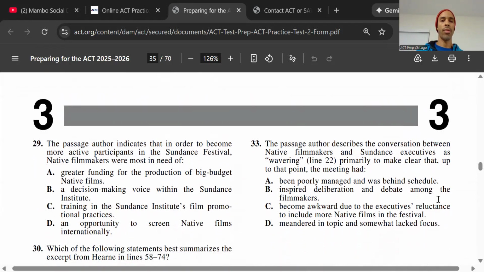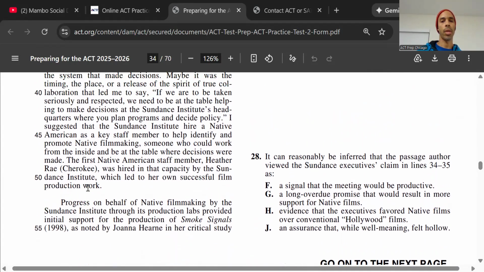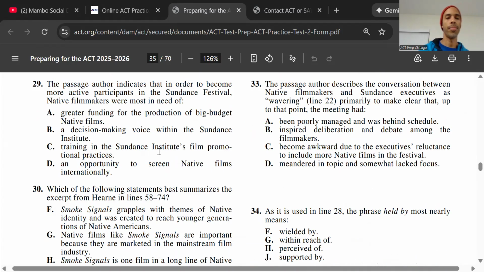The passage also indicates that in order to become more active participants in the Sundance Film Festival, I remember reading this, he said they needed someone on the staff of the filmmaking, right? If you remember reading it, a decision-making voice within the what? Sundance Institute, right? So it was B, and then that's when he said he hired a girl, Heather Ray, right? It says, I suggested that as a key step to help identify and promote Native American, someone who could work from the inside. Yeah.